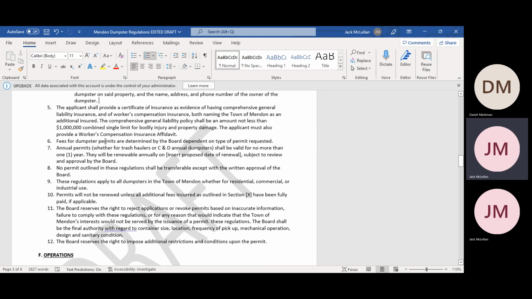Any issues with 5? That looks like a pretty boilerplate section. It's listing the Mendon town amendment, Board of Health, because as we said, there's sensitivities. Yep, we can do that. Town of Mendon Board of Health.